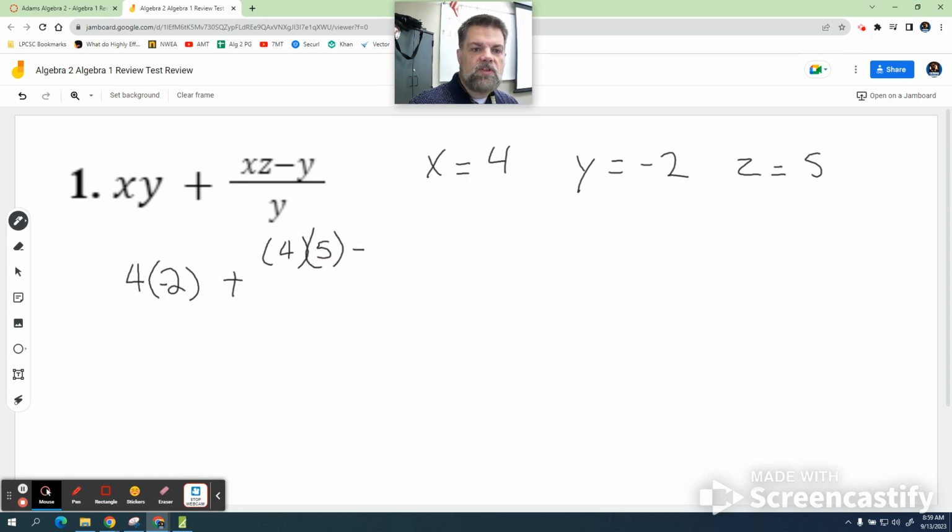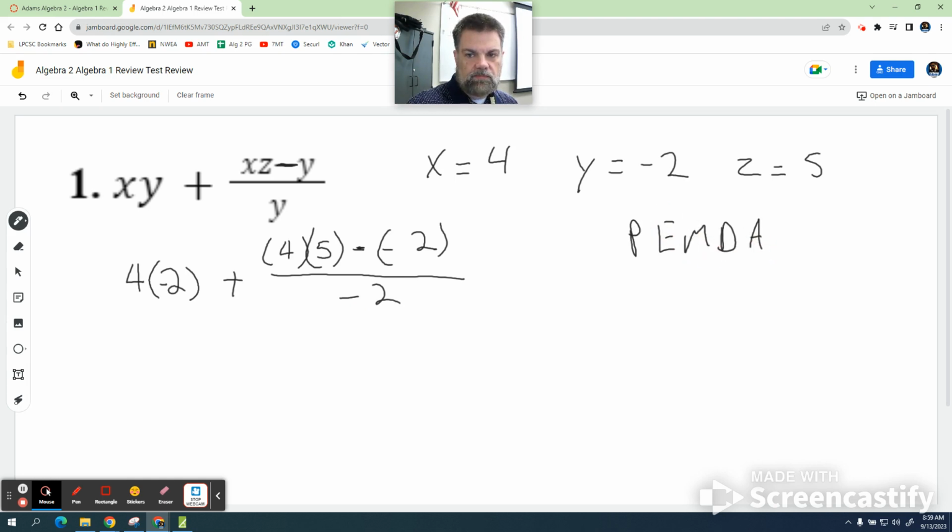minus y, which is -2. Remember that you follow the formula. This is the minus sign here. This is the minus. What am I plugging in for y? Y is negative. Okay, so we'll address that later. And then divided by y, which is -2. We're going to use "Please Excuse My Dear Aunt Sally."